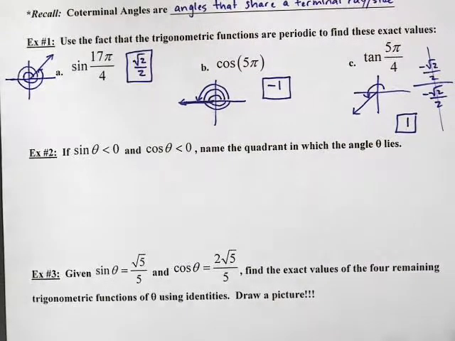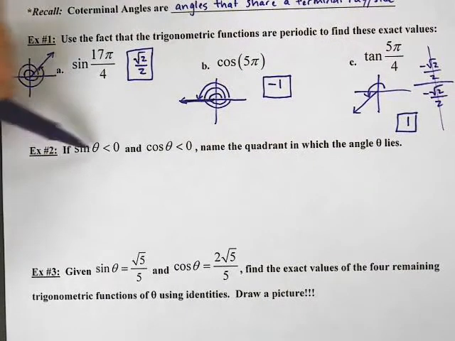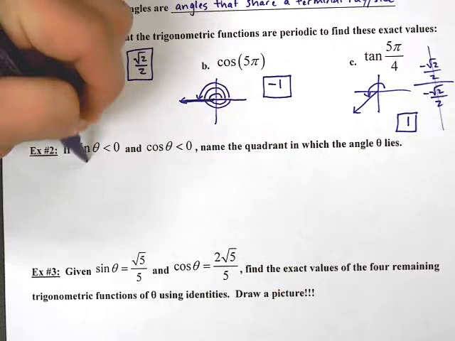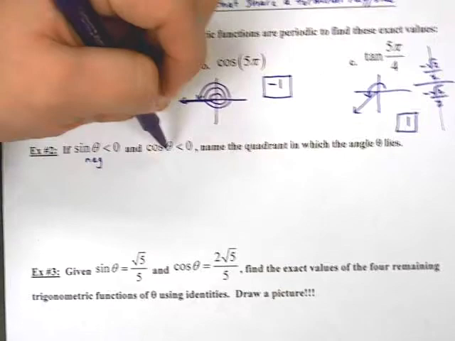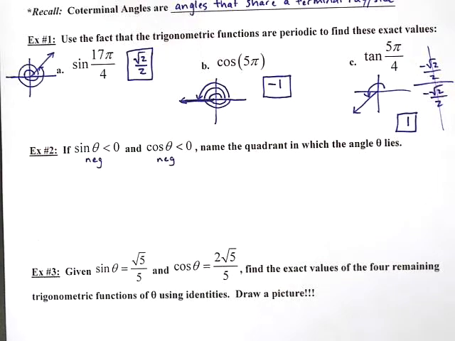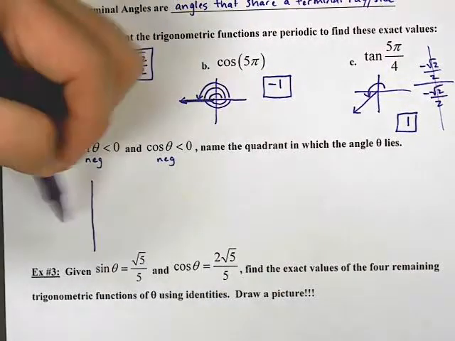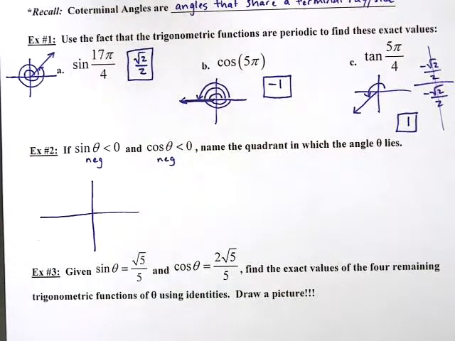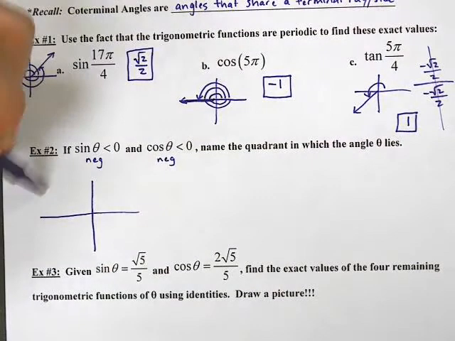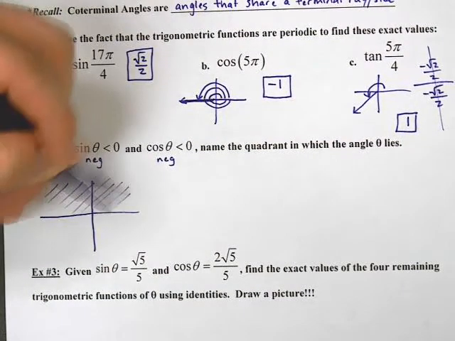Let's move on. In question number 2, I know that sine is less than 0, or negative, and I know cosine is negative. Name the quadrant. Well, let's think about this. If sine's going to be negative, what does that mean? What can we get rid of? It can't be the top, 2 or 1.